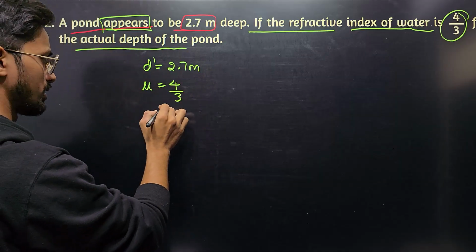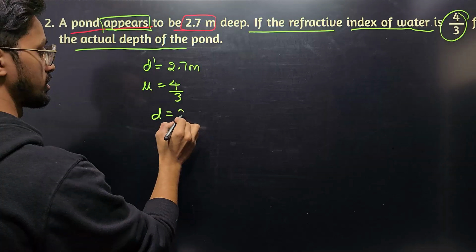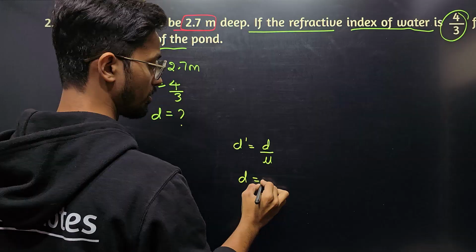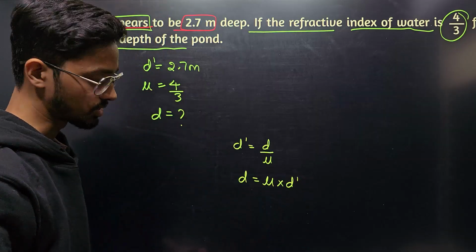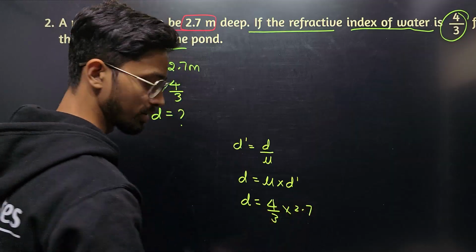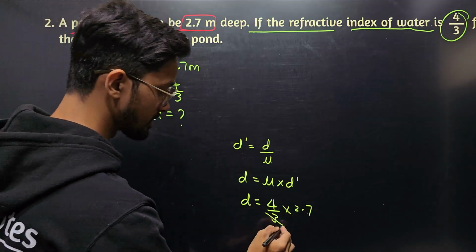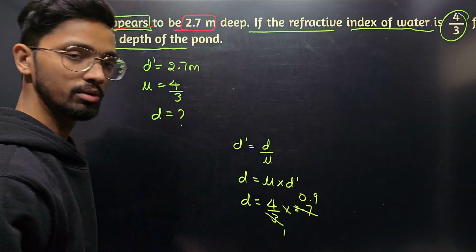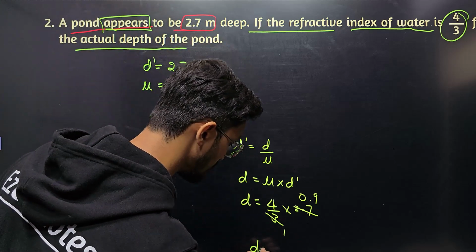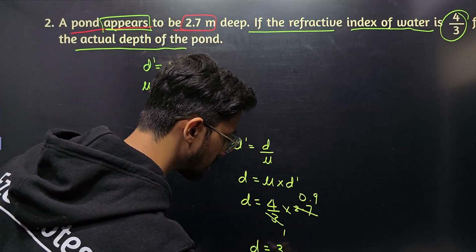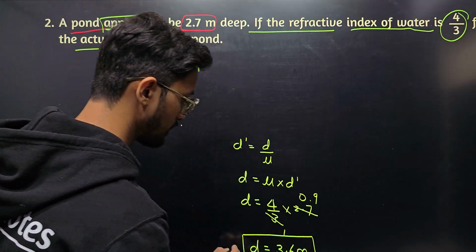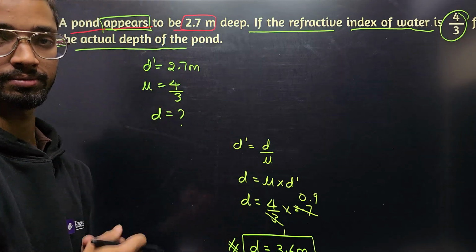We need to find d, not d dash. So we know that d dash is equal to d by mu. So d will be equal to mu into d dash, cross multiply. So d is equal to 4 by 3 into 2.7. 3 ones are 3. 3 into 0.9 will be 2.7, because 3 into 9 is 27, right? So d is 4 into 0.9, which is 3.6 meter. It is actually 3.6 meter deep.